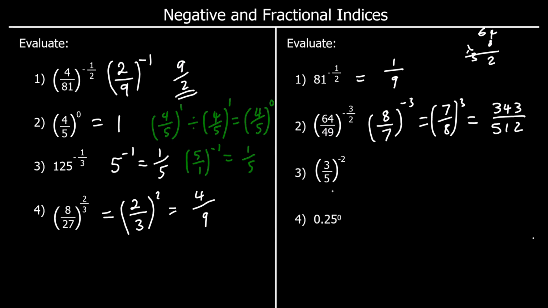Question 3, 3/5 to the power of negative 2, so square and flip. So that's 25 over 9. And 0.25 to the power of 0 is 1.